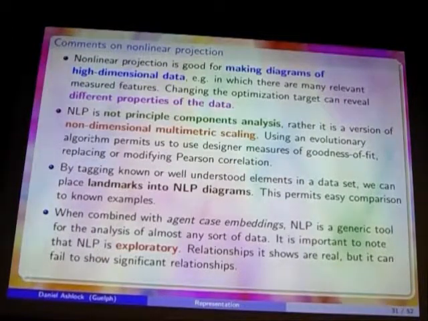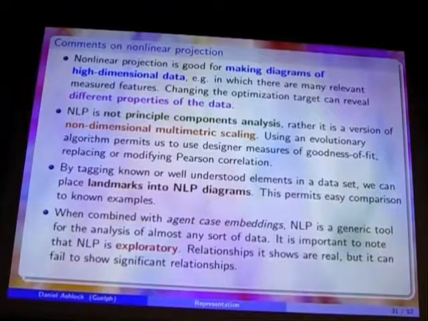Changing the optimization target, like I said, only looking at the short distances, can give you different properties to the data. Nonlinear projection is not principal components analysis, rather it's a version of non-dimensional multimetric scaling. And so what's the difference?